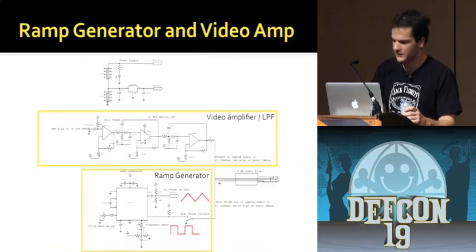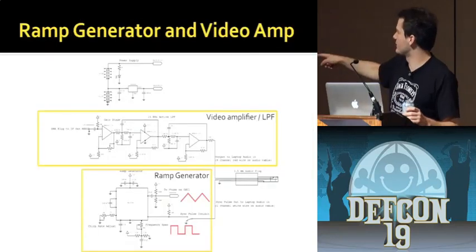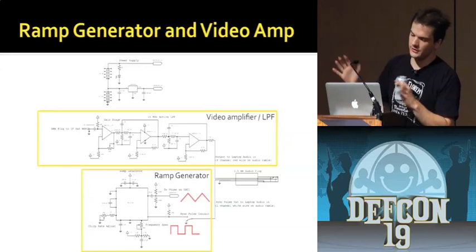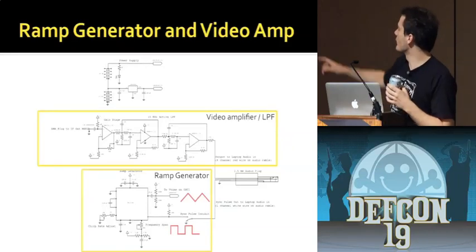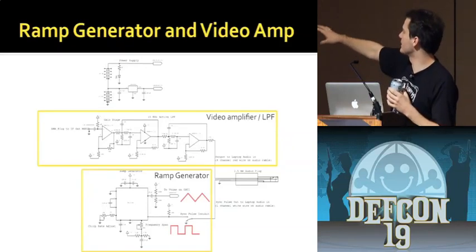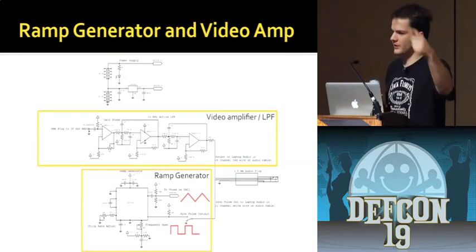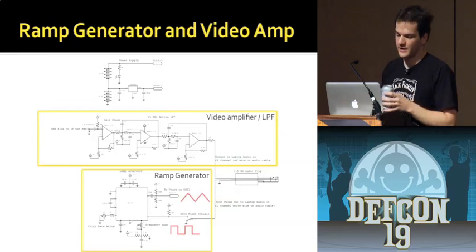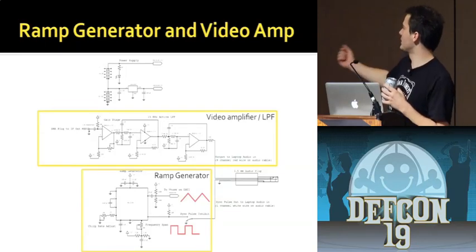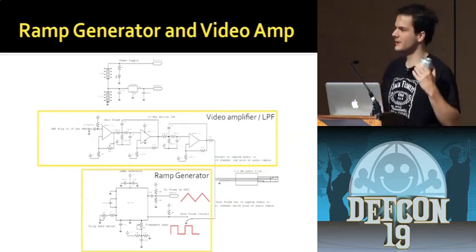Just for completeness, I'm not going to explain these schematics, but this is the original circuit. This is something you could build yourself really easily to do data capture. One of these things is the video amplifier, the box at the top, and the other one is the ramp generator, which is just a chip that generates ramps. It generates 2 output signals, which you plug into your sound card and record your radar data.